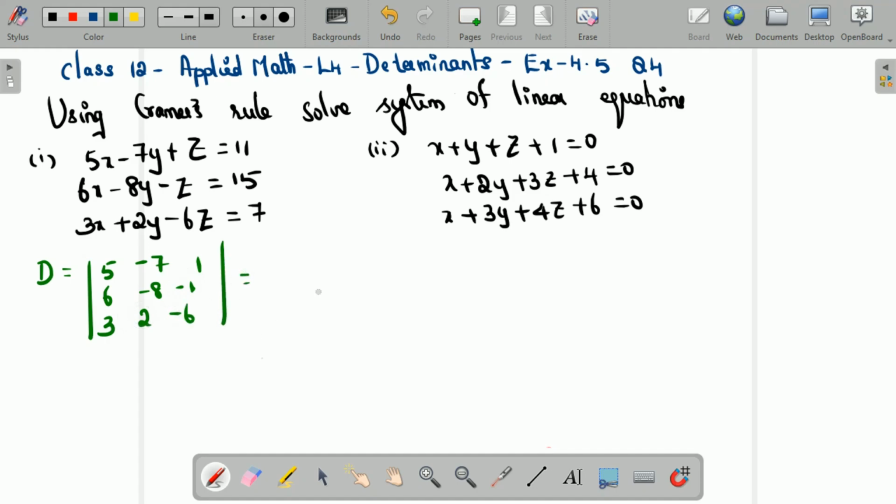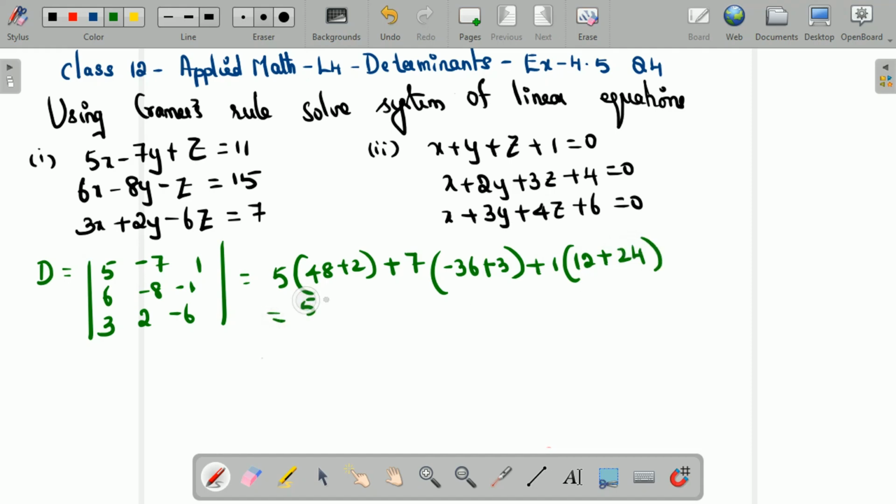So let's evaluate this particular determinant. It is 5 into 48 minus of minus 2 is plus 2. Minus of minus is plus 7. Then this is going to be minus 36 plus 3. Then there is going to be a plus 1 into 12 minus of minus is plus 24. If you evaluate, this is going to be 5 into 50. Now this is going to be minus 7 into this value, which is going to be 231, plus 36. So 250 minus 231 plus 36. So this answer is 55.